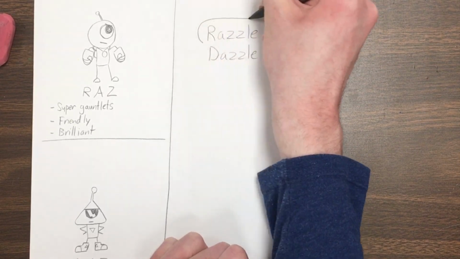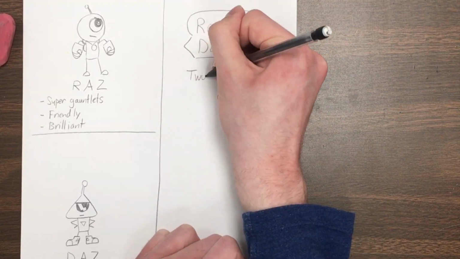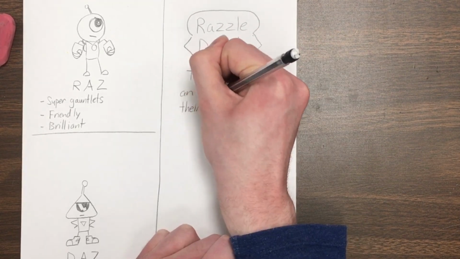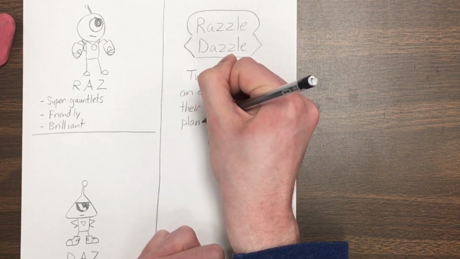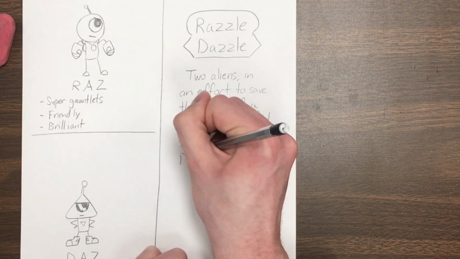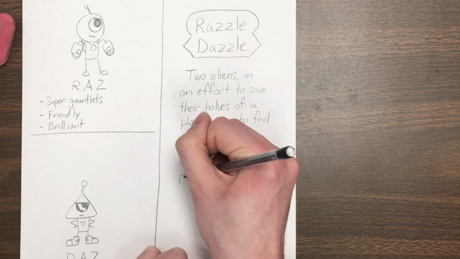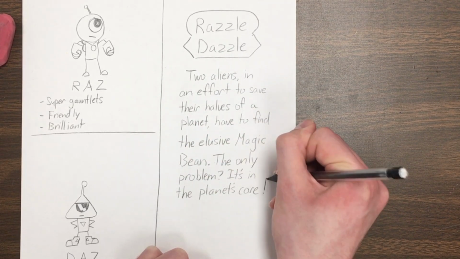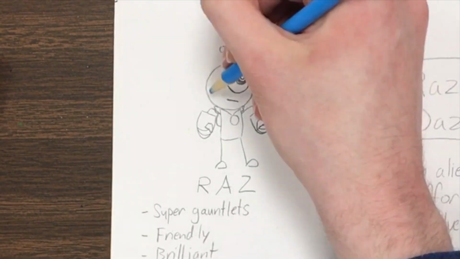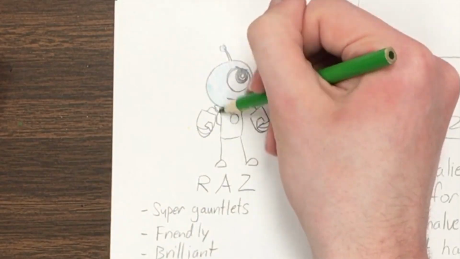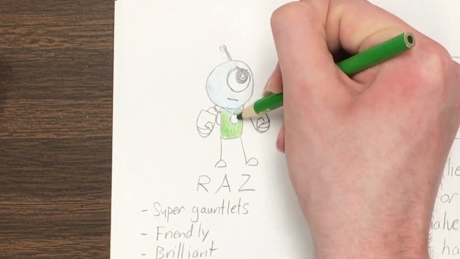My story will be called Razzle Dazzle, and here's my brief description of it. I'll read it out loud. 2 aliens, in an effort to save their halves of a planet, have to find the elusive magic bean. The only problem? It's in the planet's core. And there you go. Now, you don't have to write this story, I just want to see your character ideas. Go ahead and color in your characters once you finish drawing and writing everything else.